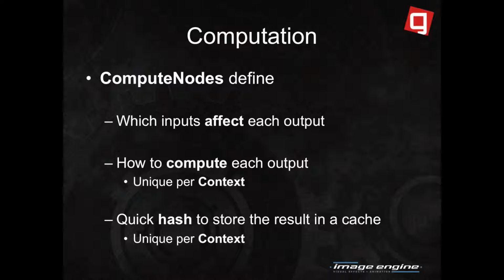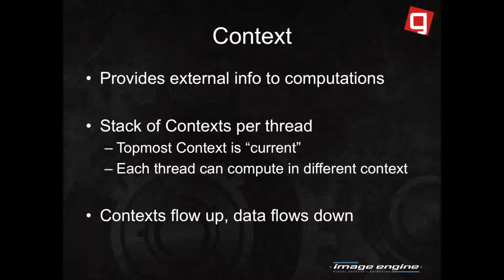Both the hash and the compute are performed relative to a unique context. So contexts are the key to parallel processing in Gaffer. Each thread can make its own context. So even though all threads are accessing the same graph, they can be computing different results for different points in time. Beyond time, contexts also provide completely arbitrary keys that can change, and we exploit that to enable multi-threaded image and scene processing, which I'll explain in a bit.